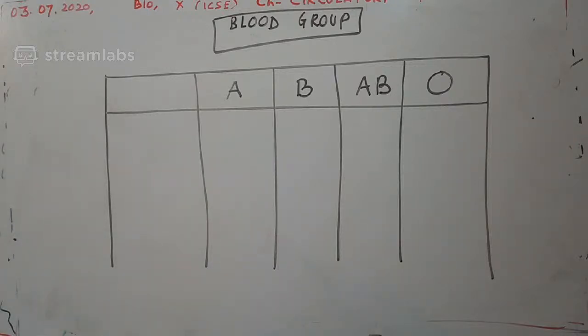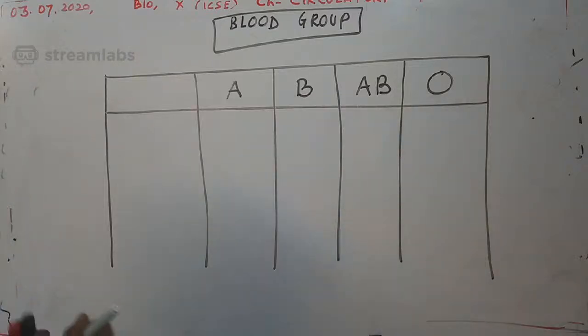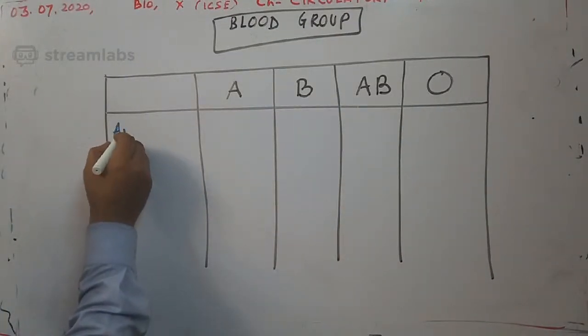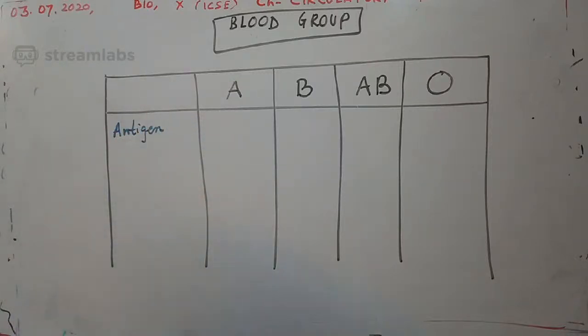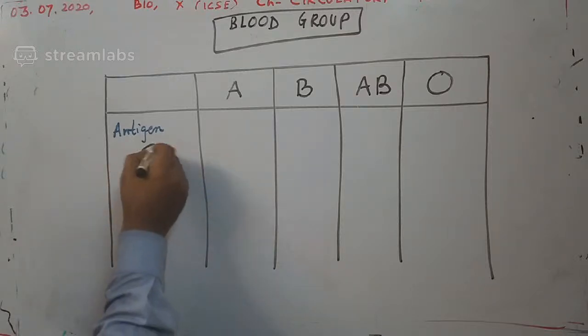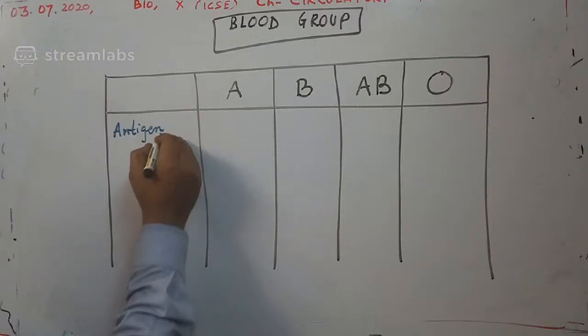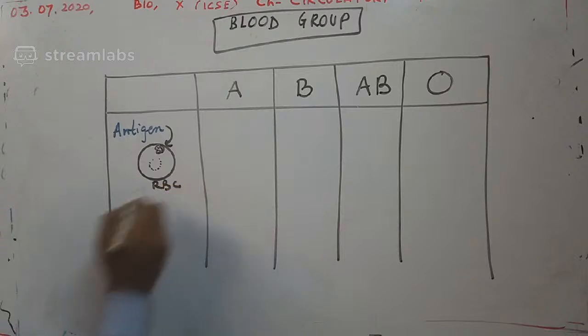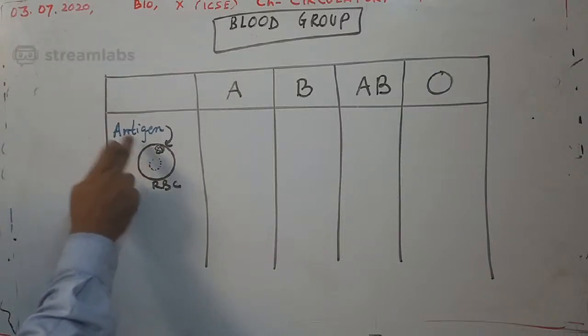Let me explain the first part, blood groups. First of all, you should know there are four types of blood groups: A, B, AB, and O. And for this, antigens are required. Suppose it is an RBC. On the surface of the RBC some structures are present, and they are named antigens, because antibodies are produced only against them. Therefore they are called antigens.